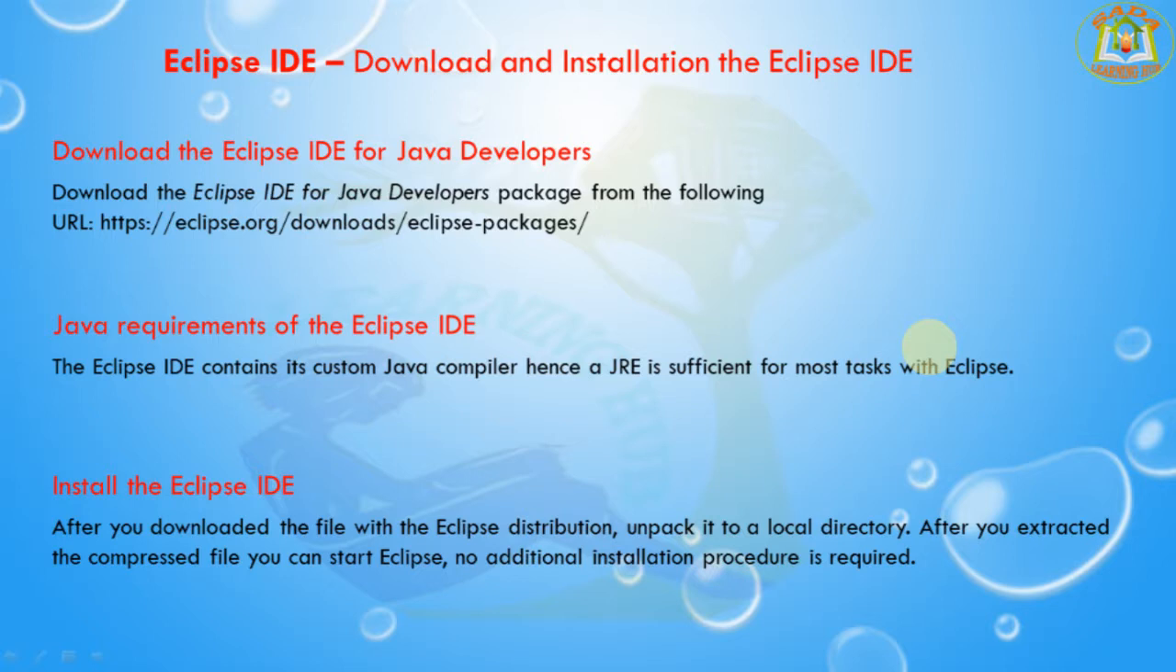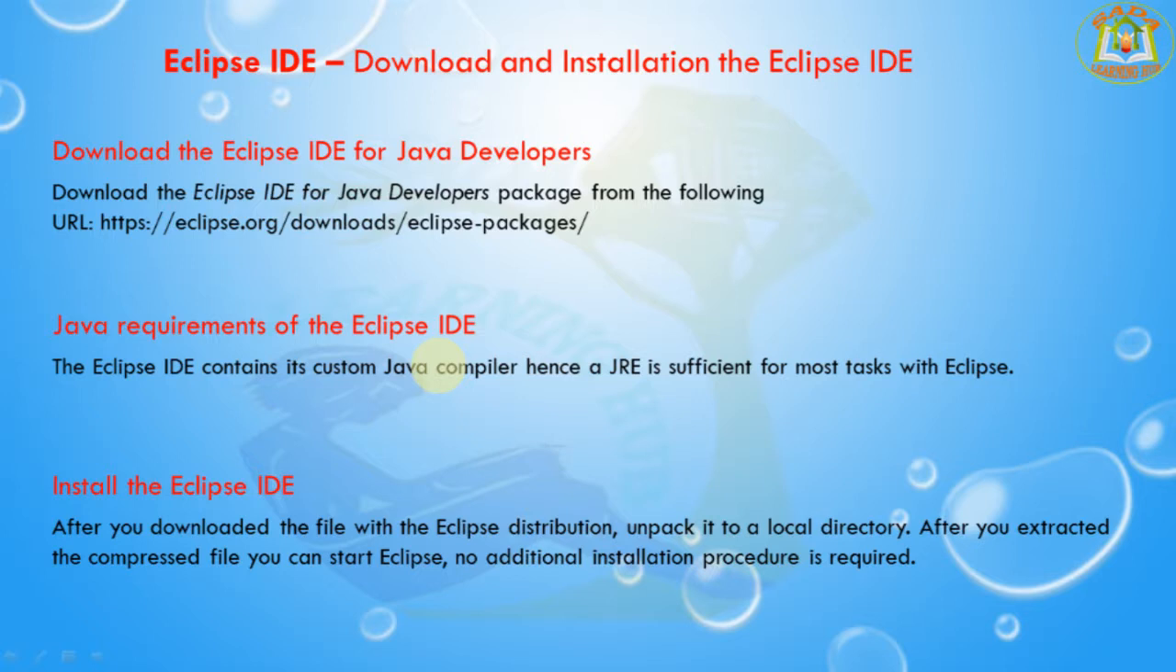Now, after downloading the zip file, we need to extract the zip, and whenever we open the Eclipse IDE, we need a Java version. Java must be installed on our system. That's why first we need to install Java on our system. After that, extract the downloaded zip file and start the Eclipse IDE.